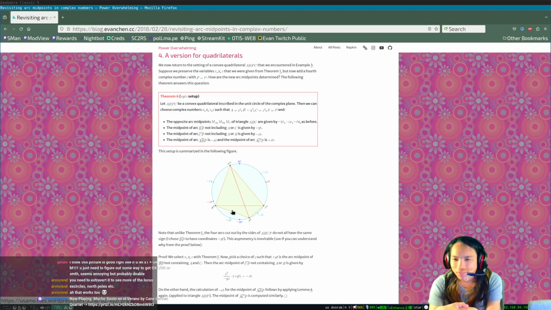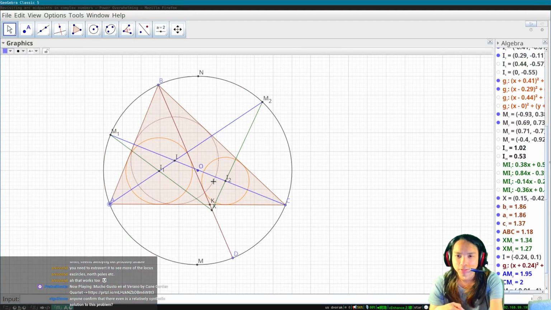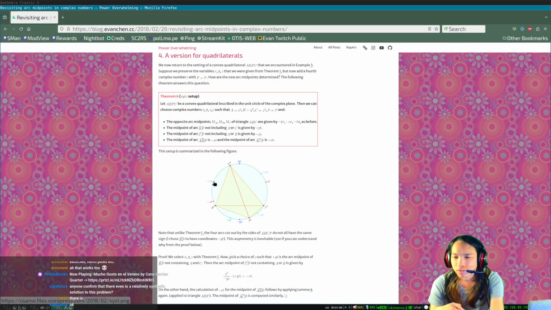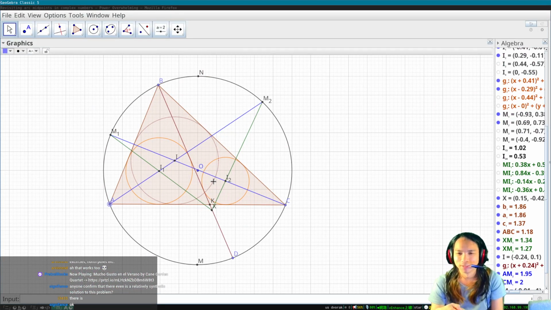Okay, let's see. So a squared, b squared, c squared, d squared. So square, square, square, square. And the cyan arc midpoints, which are the ones that I care about, are minus, minus, plus, minus. Yeah, okay.